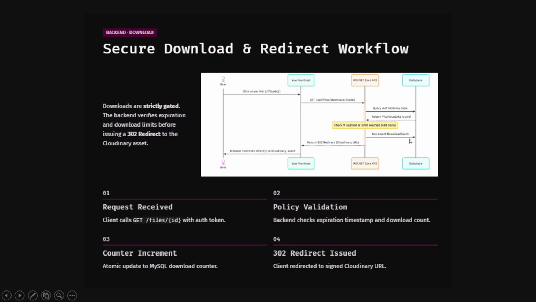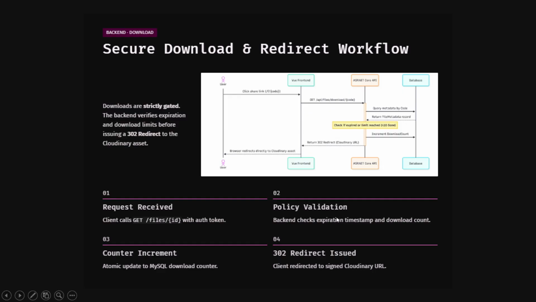And onto the secure download and redirect workflow. When a user shares a link, we have a straightforward validation process. First, the client gets the file by short code and authorization token. Second, the backend queries and checks the policy from the database.